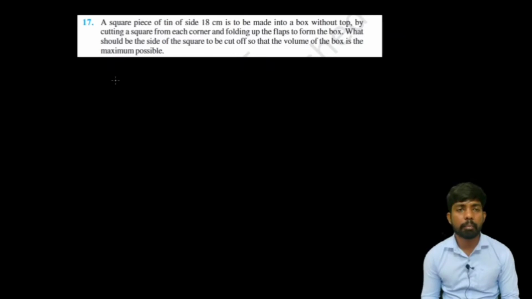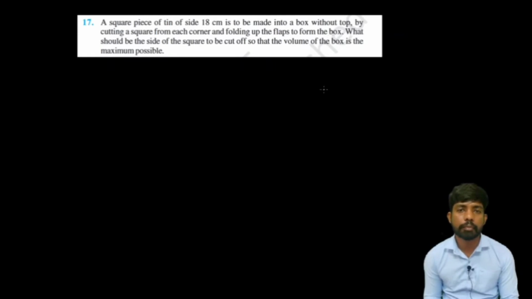The remaining same model problems are homework. Okay, consider as a homework. 17th problem. Here we have a square piece of tin of side 18 centimeter is to be made into a box without top by cutting a square from each corner, folding up the flaps to form the box.